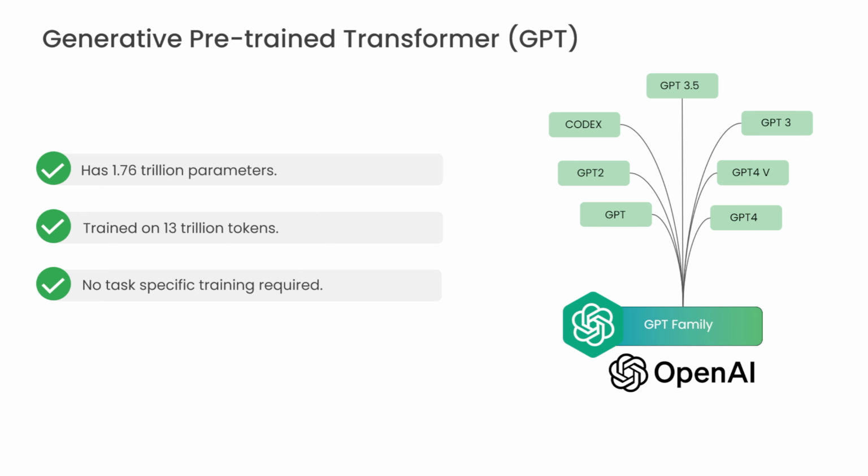Despite its large size, GPT-4 is designed to be versatile, capable of handling various tasks with minimal fine-tuning. The GPT family includes earlier versions like GPT, GPT-2, as well as specialized models like Codex for coding, each building on the previous one to improve performance and expand functionality.